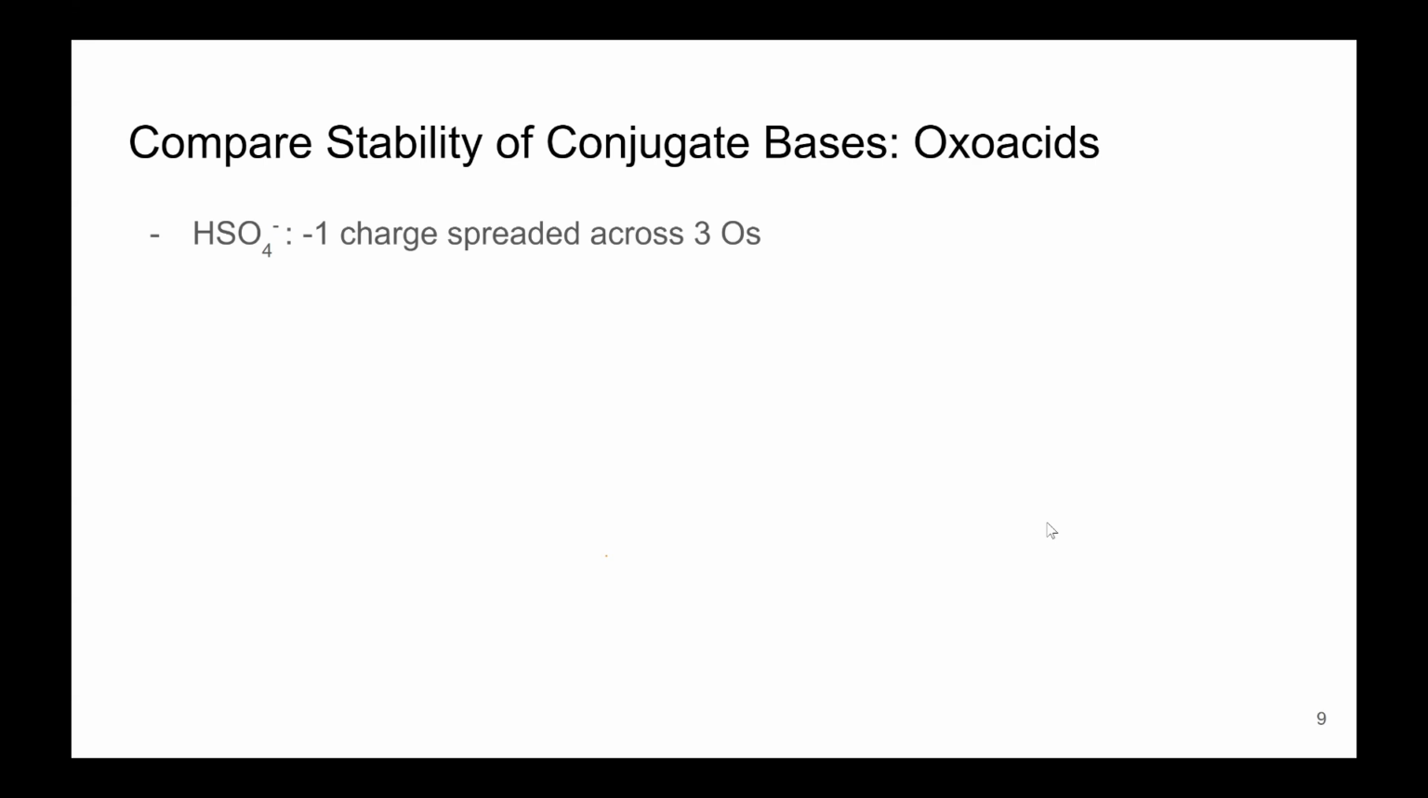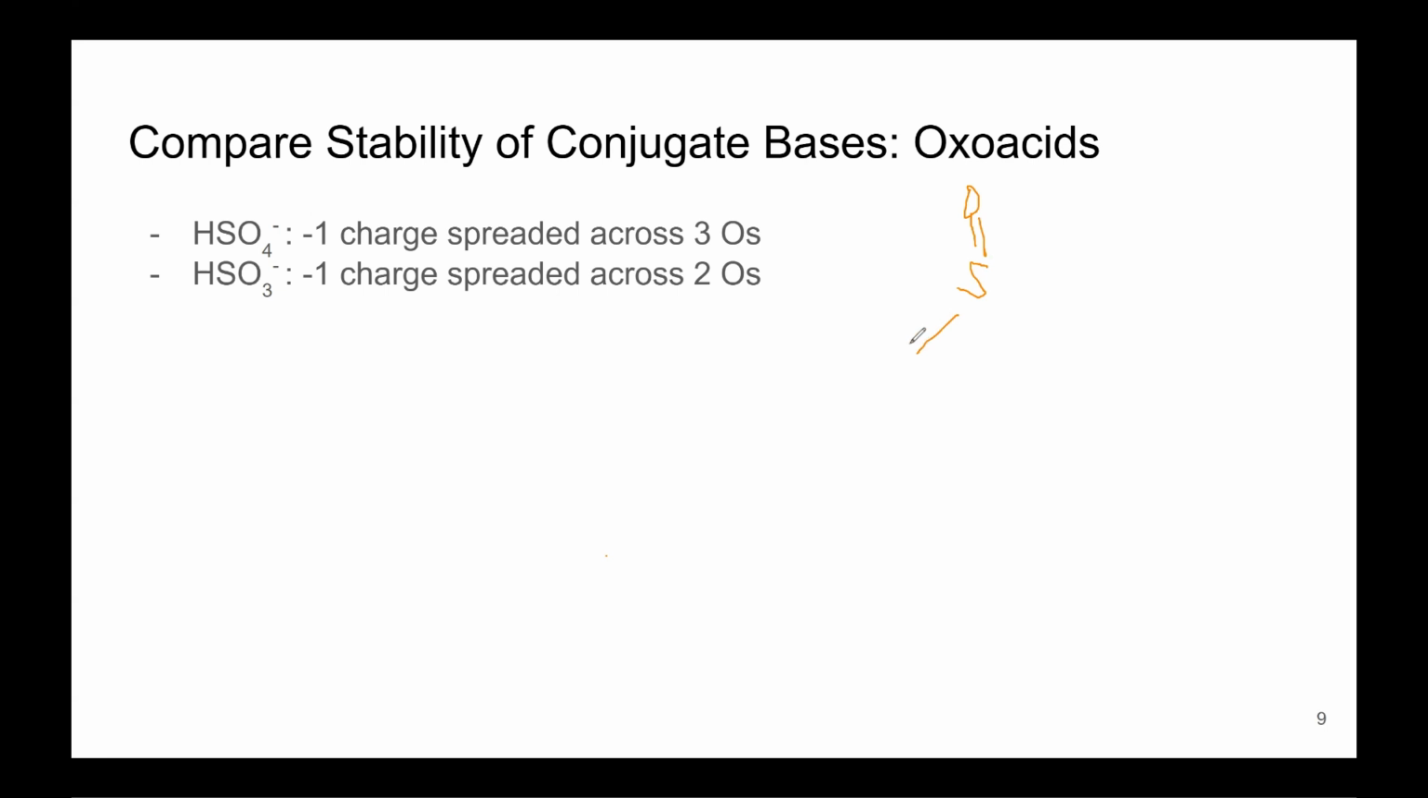So if you consider the HSO4 minus ion, which is the ion you get right after you deprotonate H2SO4, then you have a -1 charge spread across 3 oxygens. You can draw it out for yourself to really convince yourself. Then for HSO3 minus, you have a -1 charge spread across 2 O's. I'm not going to draw out both resonance structures. Let me just demonstrate with one resonance structure here.